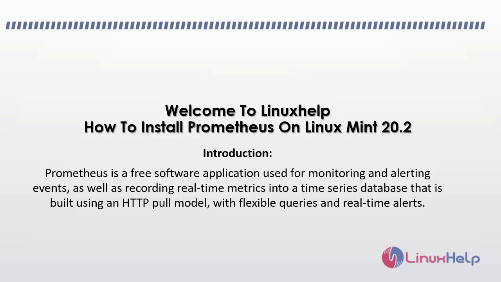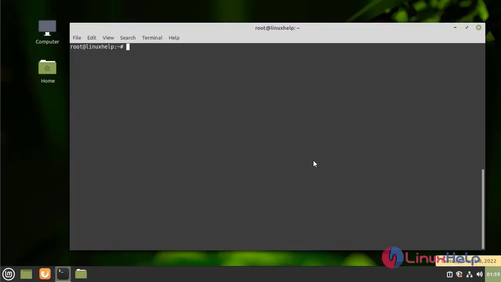In today's session, we are going to see how to install Prometheus on Linux Mint 20.2. Prometheus is a free software application used for monitoring and alerting events as well as recording real-time metrics into a time series database that is built using an HTTP pull model with flexible queries and real-time alerts.